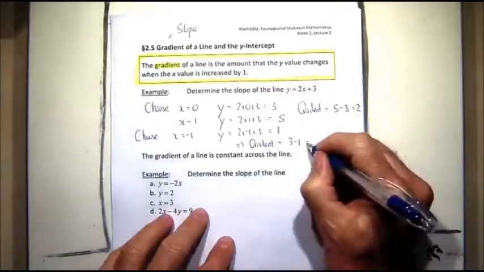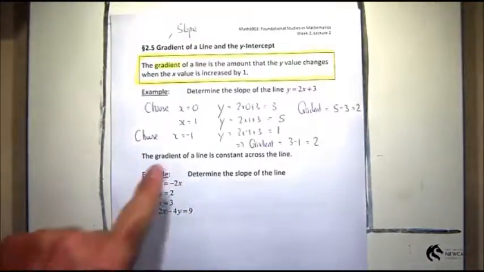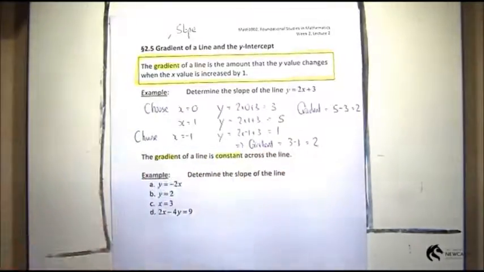And so again, that's my slope, sitting in there, 2. Is equal to 2. And therefore, the gradient of a line is constant. It doesn't matter where you work on the line, the gradient's always the same. So whether you've got large values of x, whether you've got small values of x, the slope is always 2. If I increase x by 1 unit, the y value will change by 2. Doesn't matter where you are.